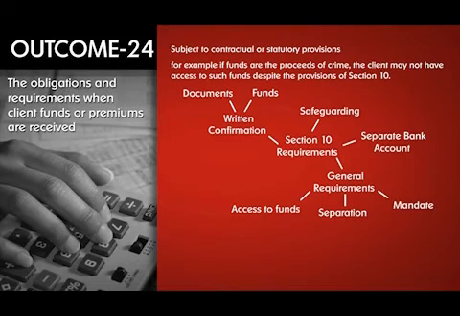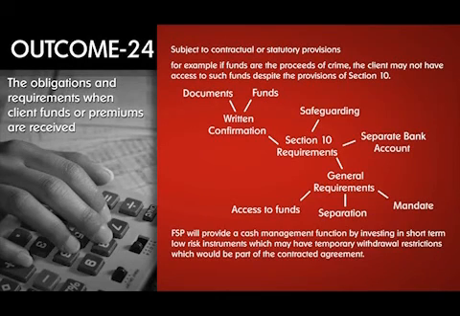For example, if funds are the proceeds of crime, the client may not have access to such funds despite the provisions of Section 10. Another example could be where the FSP will provide a cash management function by investing in short-term, low-risk instruments which may have temporary withdrawal restrictions which would be part of the contracted agreement.